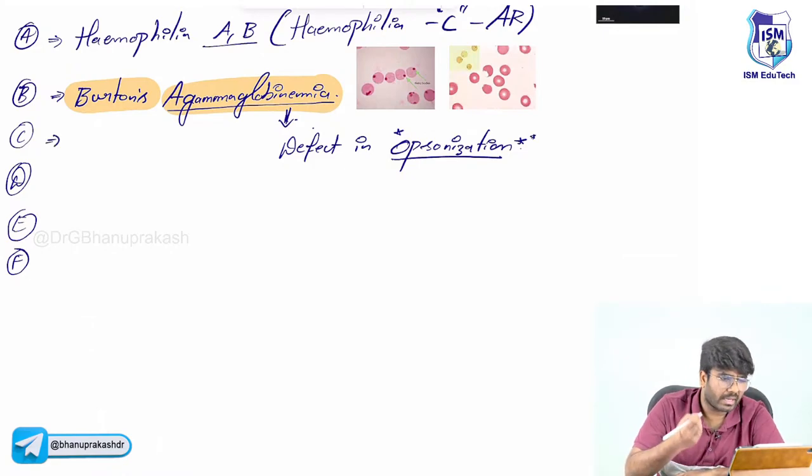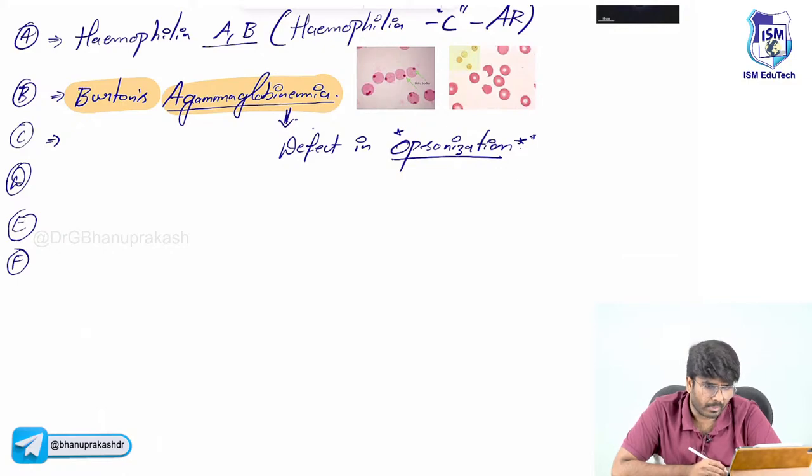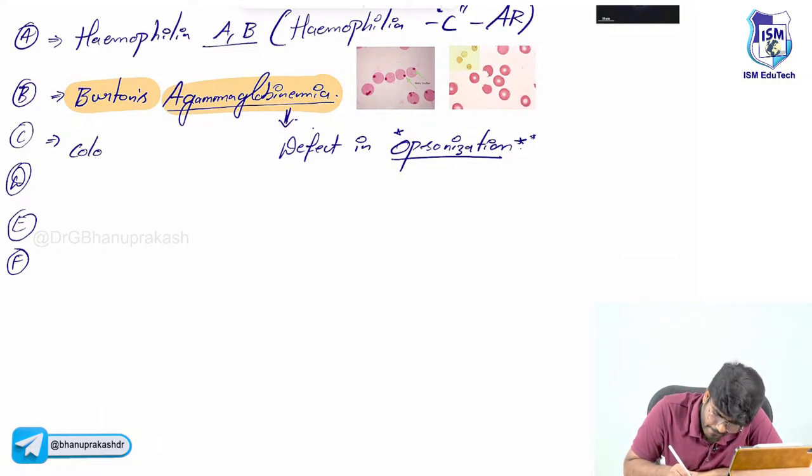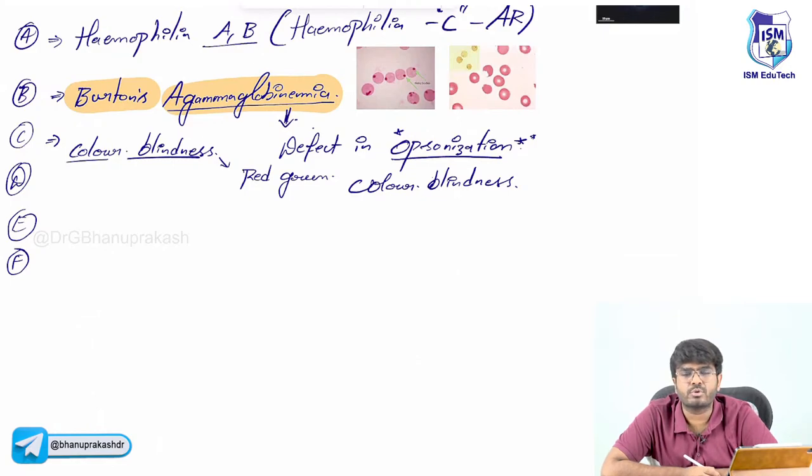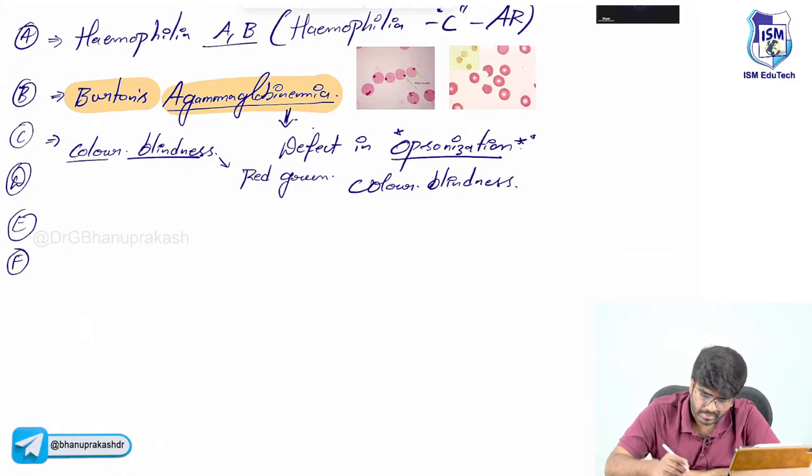C for color blindness. Which color blindness? It is red-green color blindness. This is a question which was recently asked. Red-green color blindness is most commonly seen in which sex, males or females? It's an X-linked recessive disorder, so males will be most commonly affected.